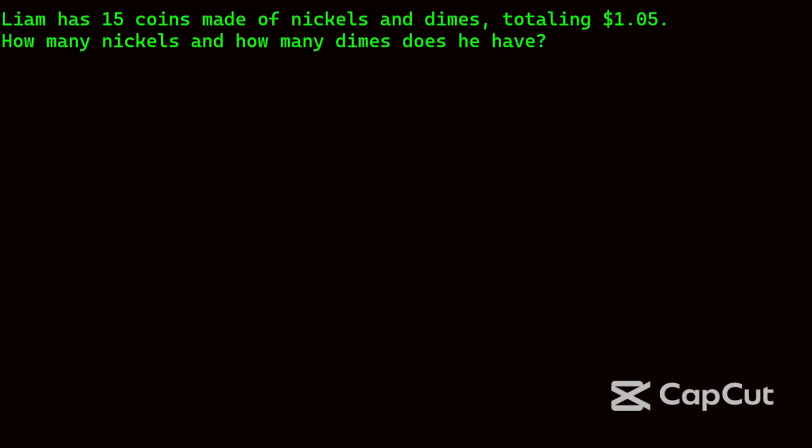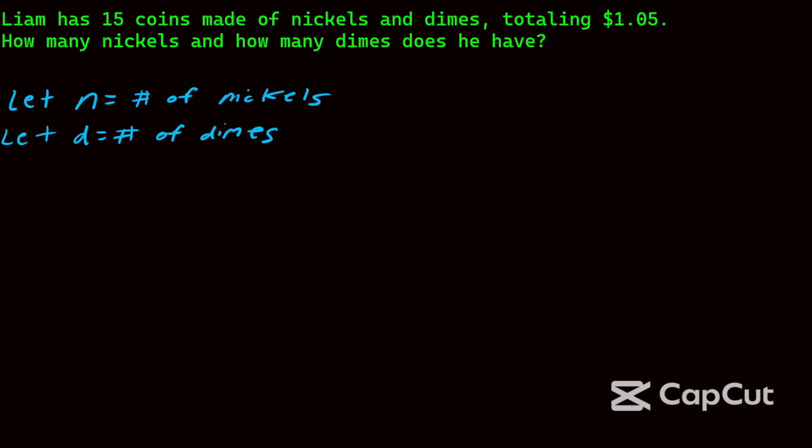Okay, last one. Liam has 15 coins made of nickels and dimes totaling $1.05. How many nickels and how many dimes does he have? Okay, so I don't need to say this again, but how many nickels, how many dimes, that's their variable. So let n equal number of nickels. Let d equal number of dimes. So he has 15 coins, so that means the number of nickels plus the number of dimes is 15.